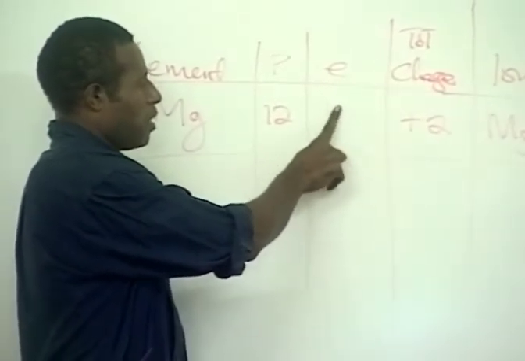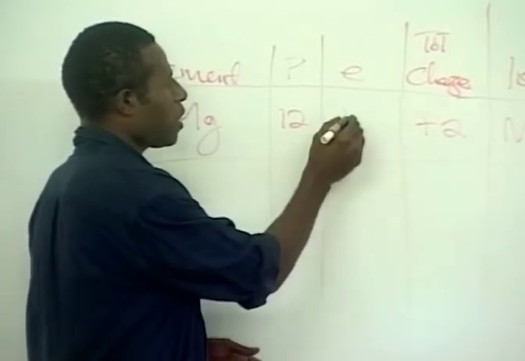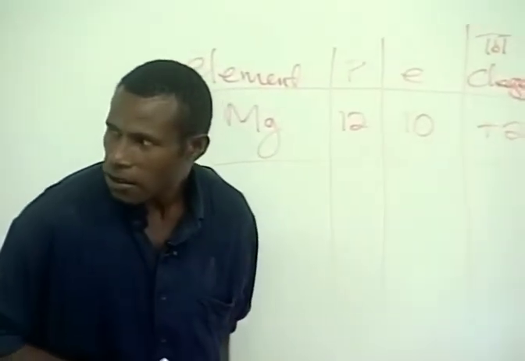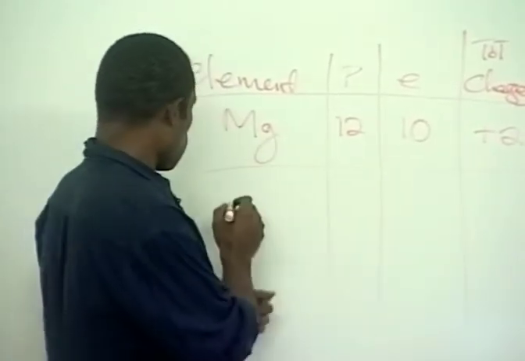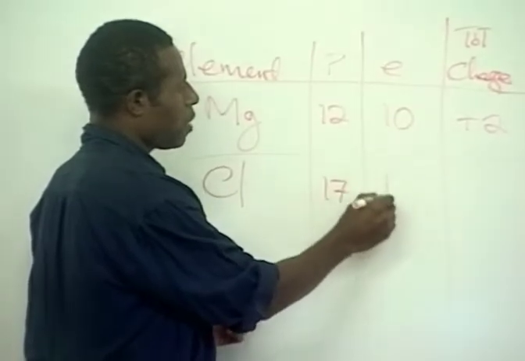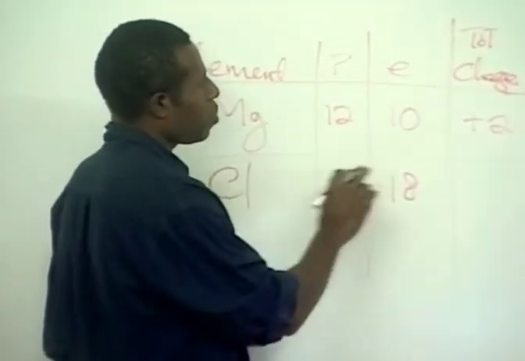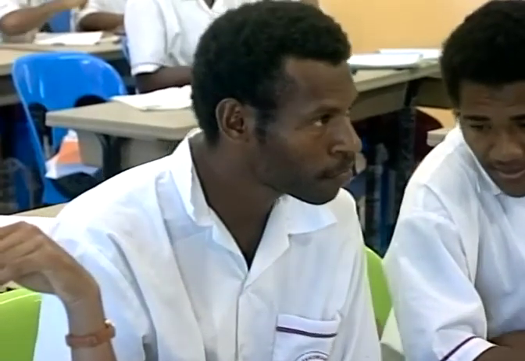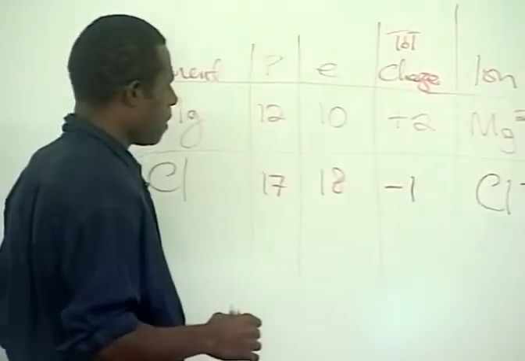All right. This number of electrons should be 10. For chlorine, there is no mistake with that one. You have chlorine, this one will be 17 and then 18. So the total charge on this one will be -1. And what is the ion? The ion is Cl minus. Okay, you have Cl minus, that is the ion. We have something like this. That is correct.